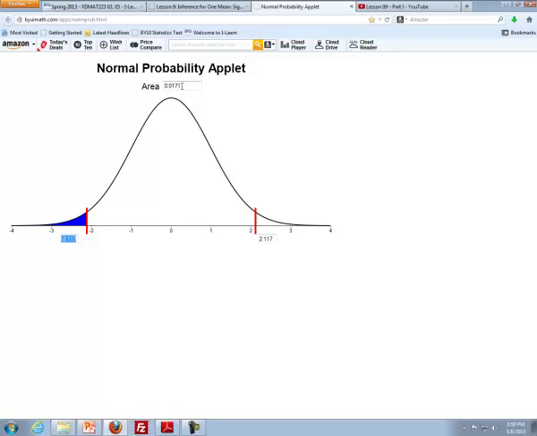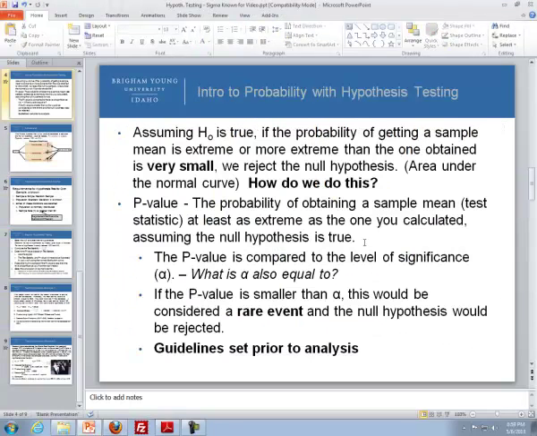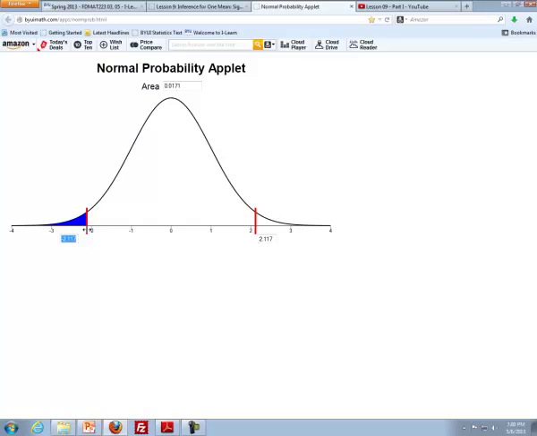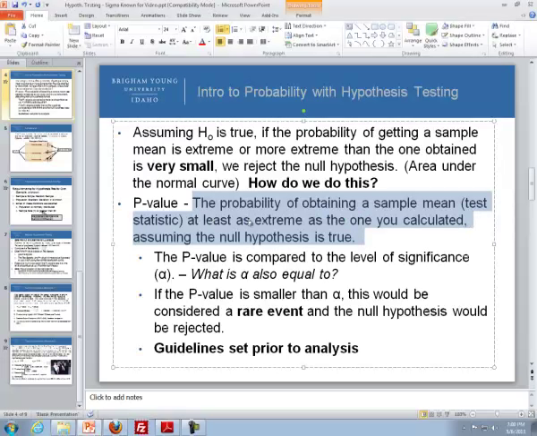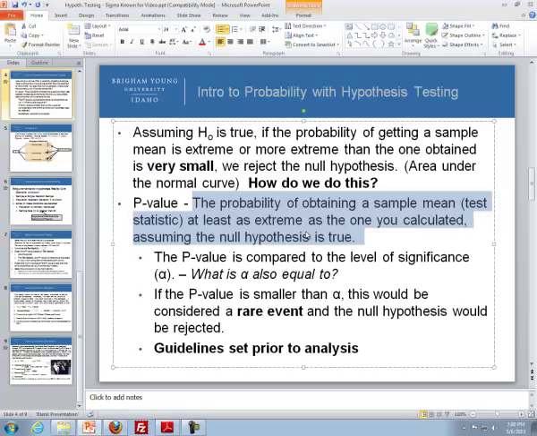This represents our p-value. So going back to the definition of a p-value, this is important. This will be one of the main emphases for this course. The p-value is the probability of obtaining a sample mean or test statistic at least as extreme as the one you calculated, assuming the null hypothesis is true. So it's the test statistic that was calculated, or more extreme, and that's what this shaded area represents. This symbolizes the definition of a p-value, and it's an important definition you'll need to know throughout the course.